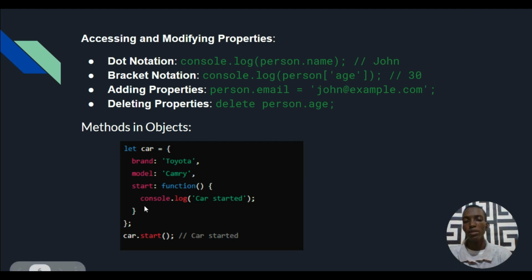Now if I want to say brake also, I could just add a property called, let's say, park. Then I could say function. Next I could say console.log your car is parked. Then I could say car.park. The next thing you see, it will give us an output of your car has been parked.